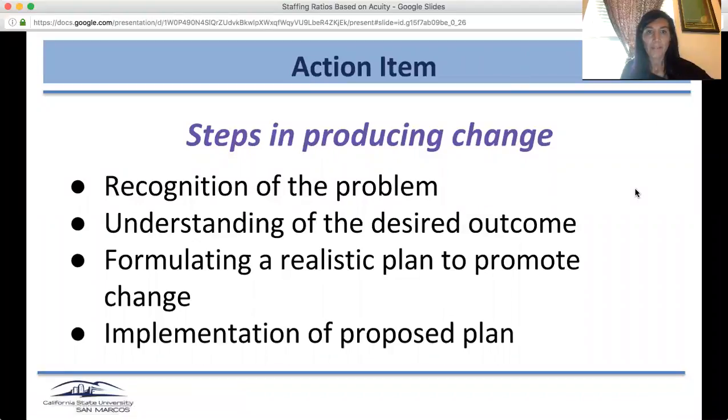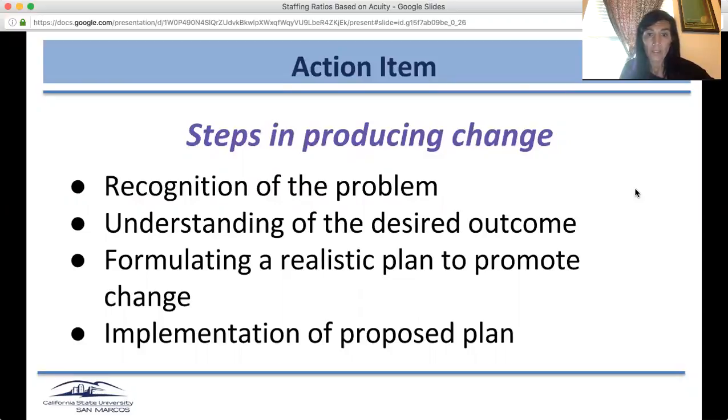Our action item: steps in producing change. Recognition of the problem is the number one focus in producing change. Rising patient acuity and shortened hospital stays has influenced the safety of both the patient and the nurse. Finding an optimal nurse-patient ratio has become a national priority. Without understanding the problem, change cannot occur.